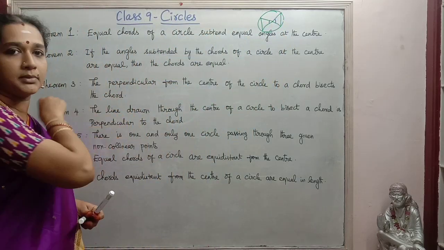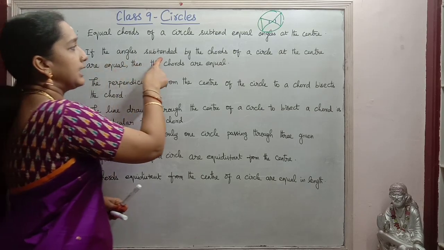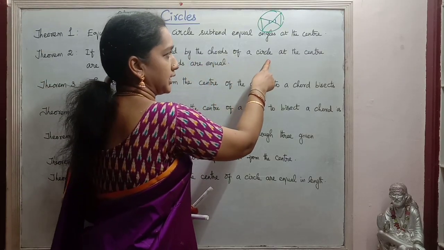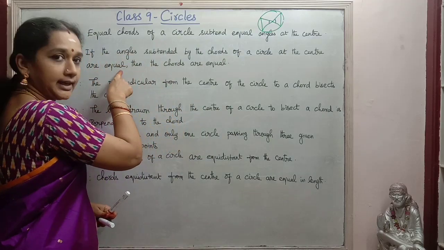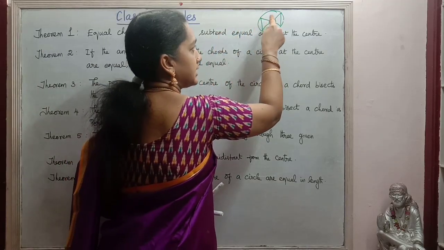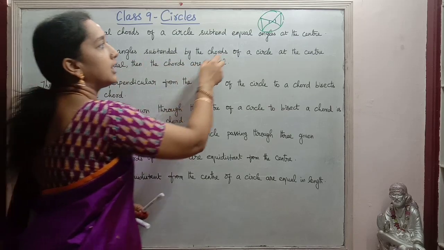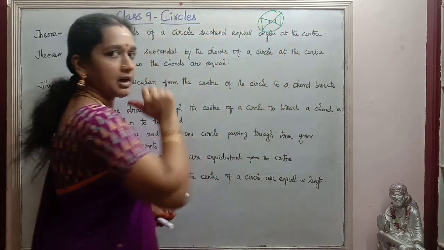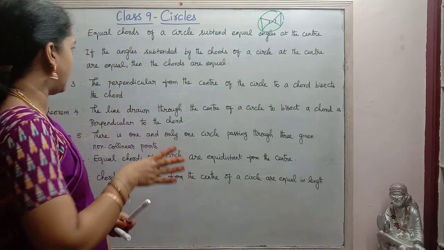Then the second theorem is the converse of that. If the angles subtended by the chords of a circle at the center are equal, if this angle is equal, then the chords are equal, that is, the lengths of the chords are equal. That is the second theorem.